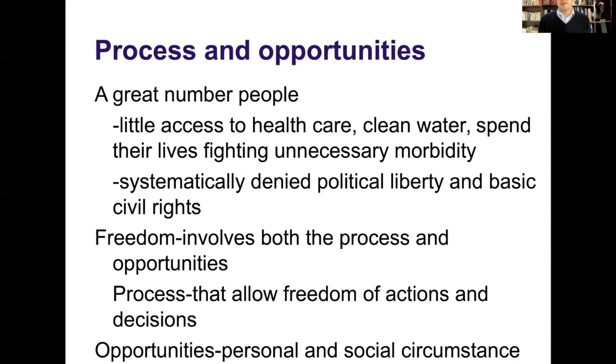What we also find very often in developing countries is that political liberty and basic rights are systematically denied. So Amartya Sen is saying that freedom involves both the process and the opportunity. It is not only about the process, but also about the opportunities. A process that allows freedom of action and decision, but at the same time opportunities to personally change your circumstances. These two things are aspects of economic development, and according to Amartya Sen, only if they go hand in hand can real economic development take place. If there are no opportunities, even if the society is free and actions and decisions can be taken, people are still deprived of their individual development.